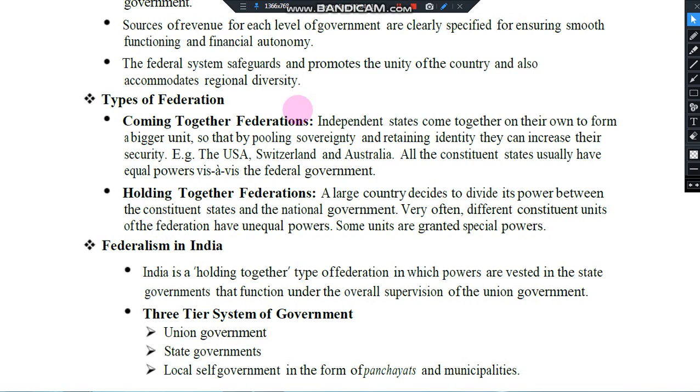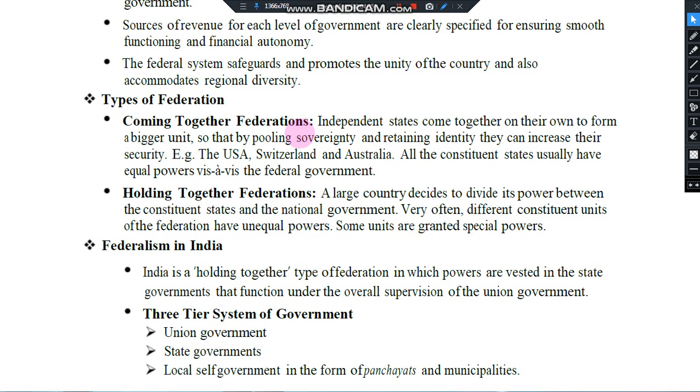Now, next point, types of federation. There are 2 types of federation: coming together federations and holding together federations. Please pay attention to both of them, we have a 3 mark question on this. Explain coming together federation or holding together federation, or differentiate. Any one of the questions can be there.